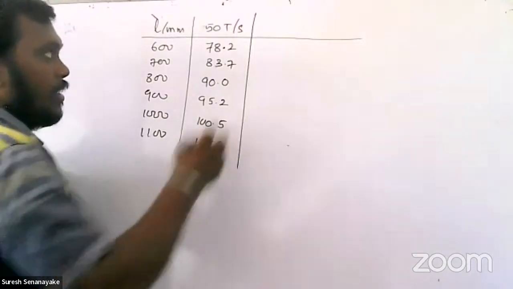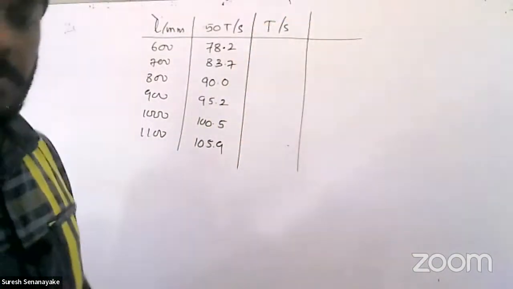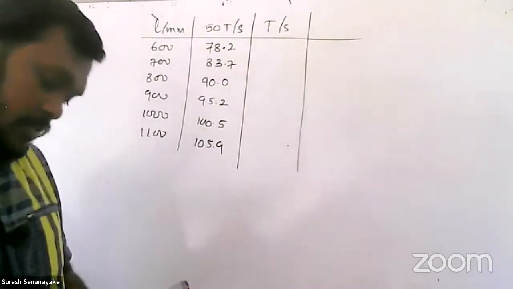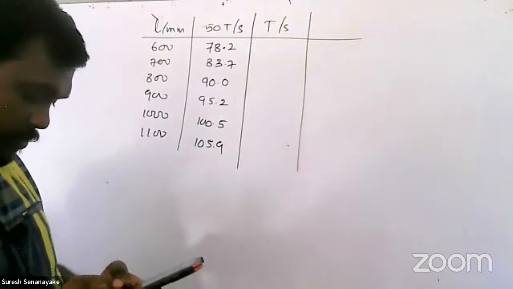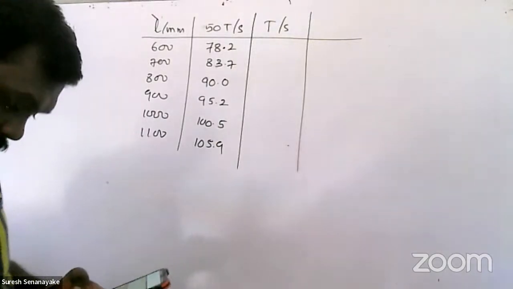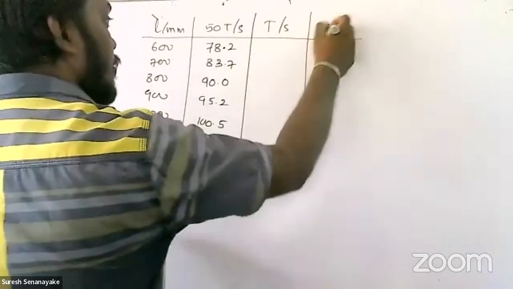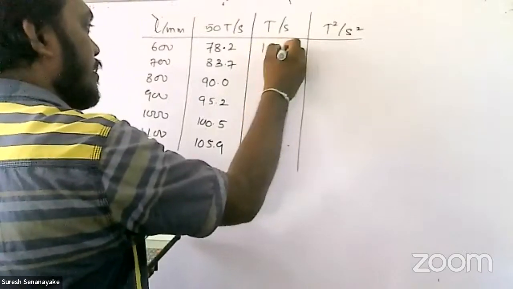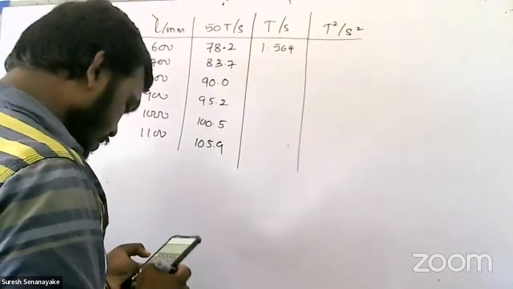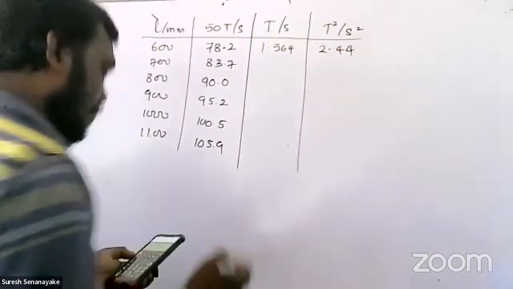Right. Then T, first you need to find, in seconds. Okay, I'll give these values because you're taking a long time now. Use the calculator, then give the values. 78.2 divided by 50, and T square here, no? That is 1.564. I'm squaring this. We can get 2.45. Two decimal places is enough.